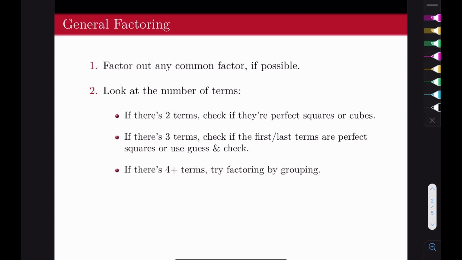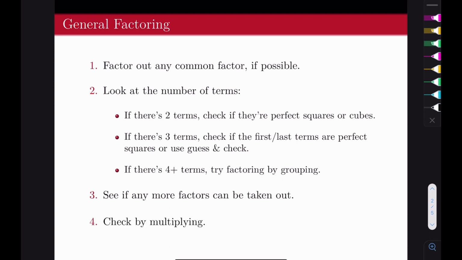If there are four terms, then you want to see, can I do factoring by grouping? So group the first two together, group the second two together, and then see, do those groupings have something in common? After you've tried those techniques, look at the individual pieces and see, did I miss anything? Can I factor something out? And the last step, if you have time, is a good habit to get into: check by multiplying.